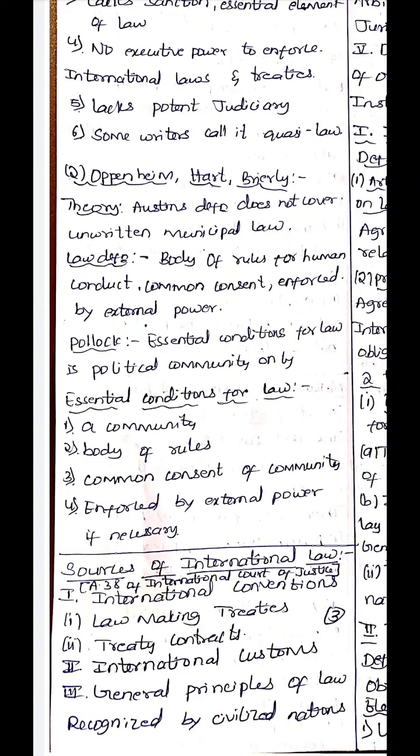Pollock says that the essential condition for law is a political community only. What Pollock argues is that if there is a political community, then it is an essential condition for law. So, the essential conditions for law in detail: there should be a community, there should be a body of rules, the common consent of the community, and enforcement by external power if necessary. So you have to raise these two views.